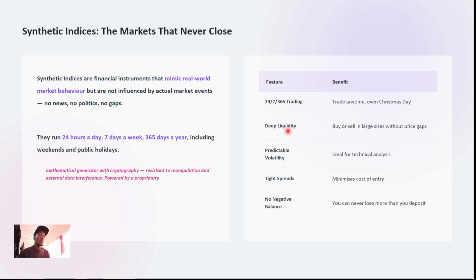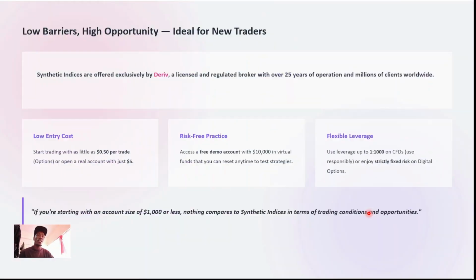As you can see, it offers deep liquidity, predictable volatility, and tight spreads. The spreads are very small, so once you get into a position, you directly go into profit if you are right about the market that you are predicting. They also offer no negative balance, so you can never lose more than you deposit.